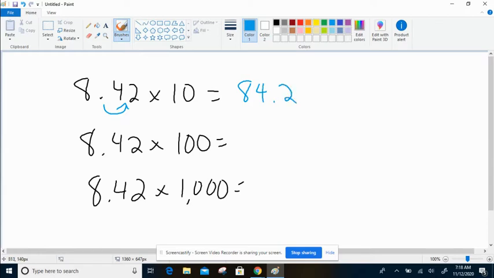When we're multiplying by 100, that's like multiplying by 10 and then multiplying by 10 again. So we would move the decimal two times and end up with 842. Hopefully this is review. Hopefully it's ringing a bell with you. How many times would we swoop when we multiply by 1,000? Well, it would be 3 times.